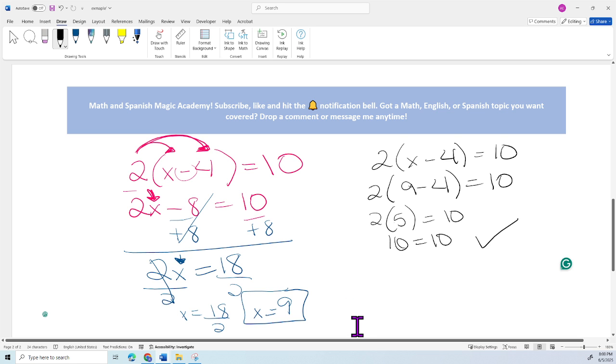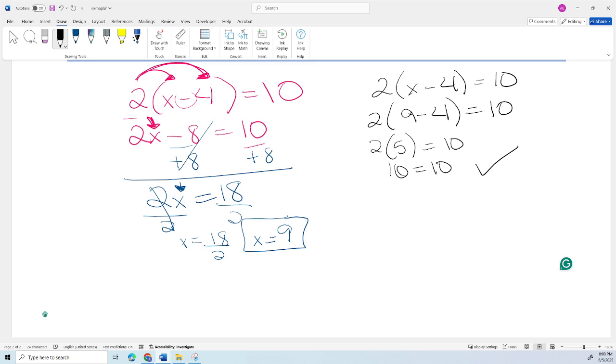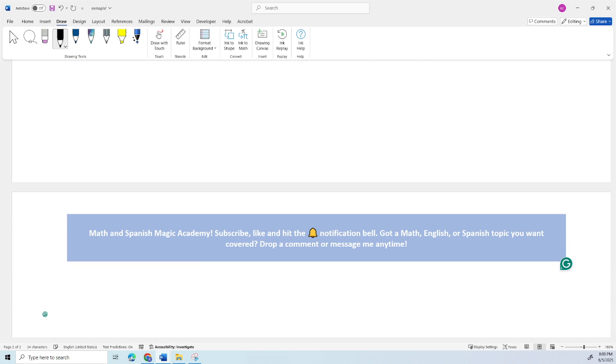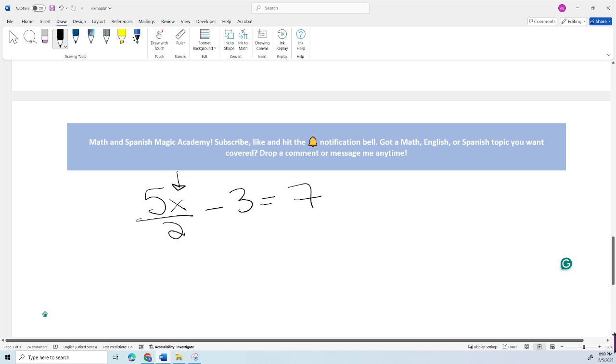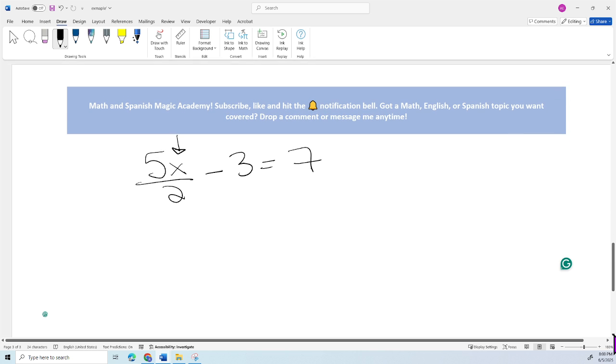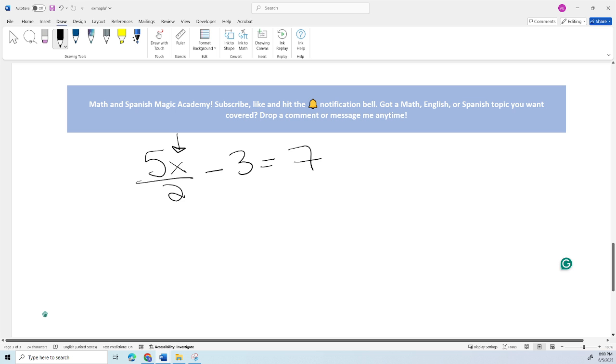Great job. So now let's continue with the last example. Here we're going to solve an equation that involves fractions. So we're going to have 5x divided by 2 minus 3 equals 7. Here we have a fraction. So we have to isolate x and get rid of everything that is outside the x. So let's start first with the negative 3.